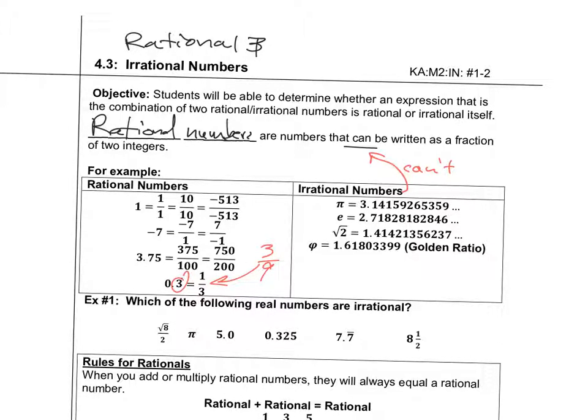Then there's, of course, some examples of irrational numbers. Pi is probably the most famous, right? Those decimals go on and on and on forever with no pattern. This is a number you'll see in some more advanced mathematics, but that's another irrational number that just goes on and on forever.